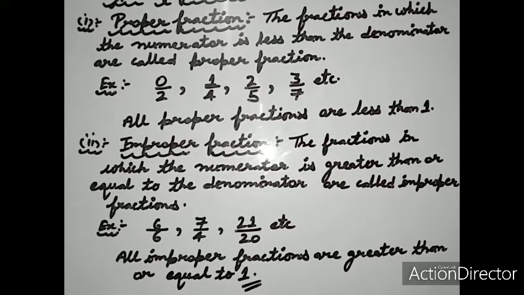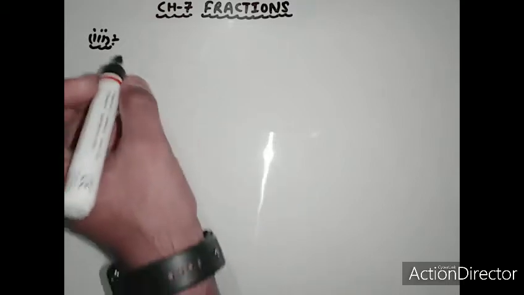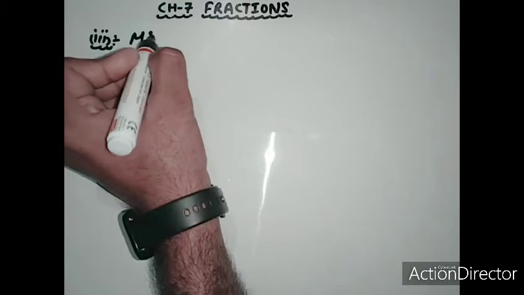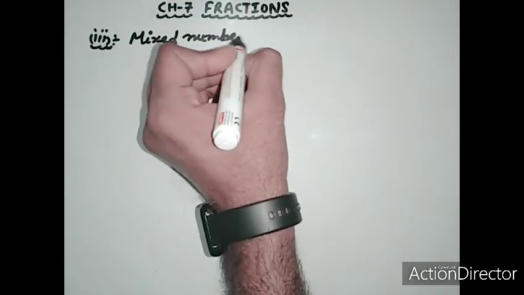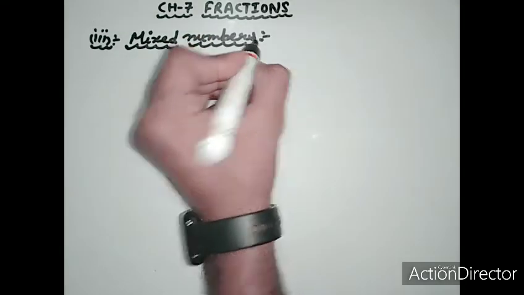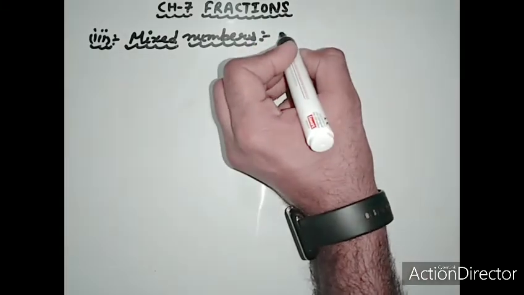Okay, students. Now the third type of fraction is the mixed number. So what is a mixed number? A mixed number has two parts: a whole number part except 0 and a part with a fraction. So here we write the definition of a mixed number.